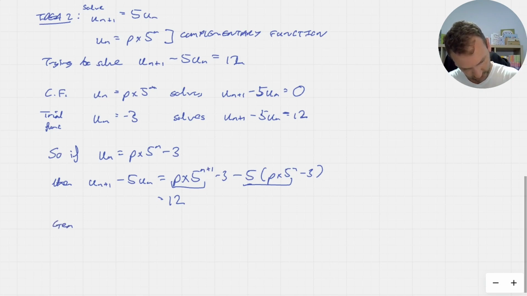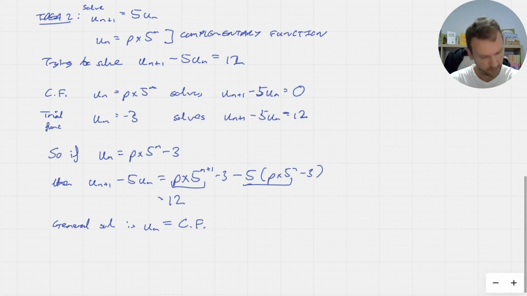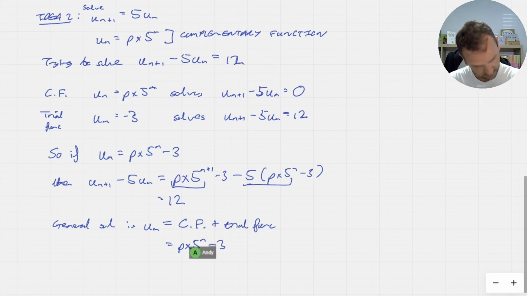So our general solution, and this is always the case, is going to be our complementary function, the thing that satisfies the homogeneous equation, plus our particular function, anything that we found that solved the overall complicated thing. And in this case, what that's given us is p times 5 to the n subtract 3. And that's our general solution.